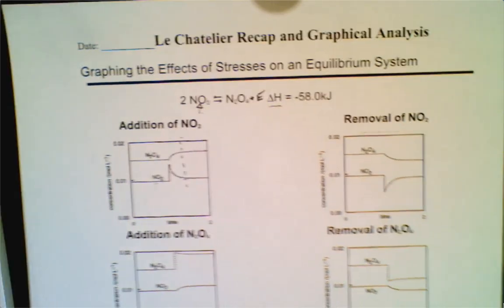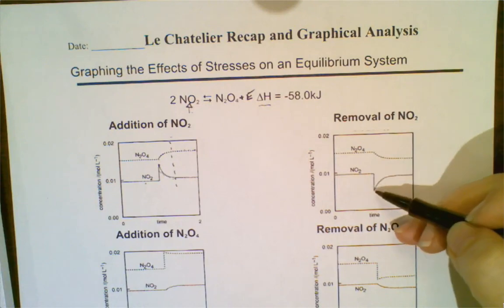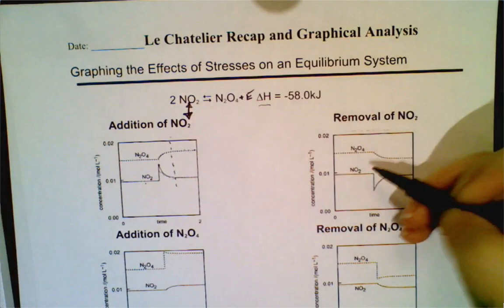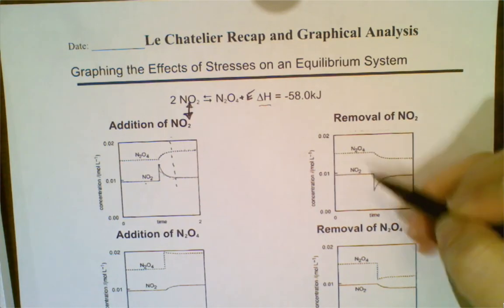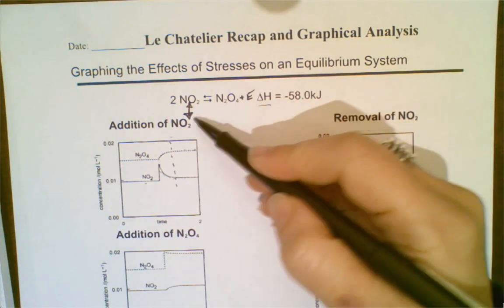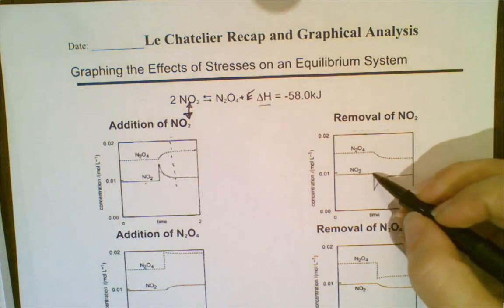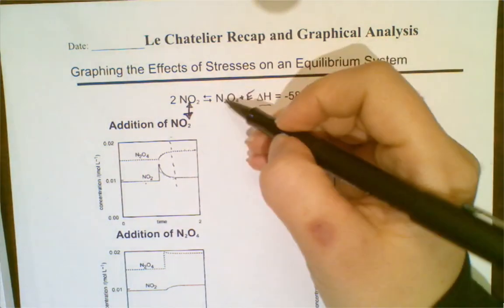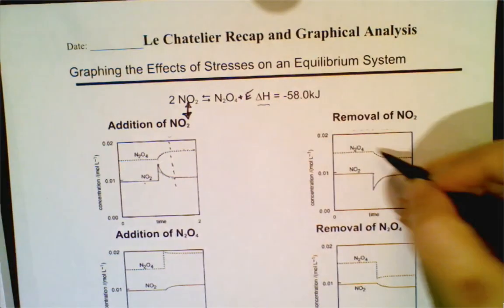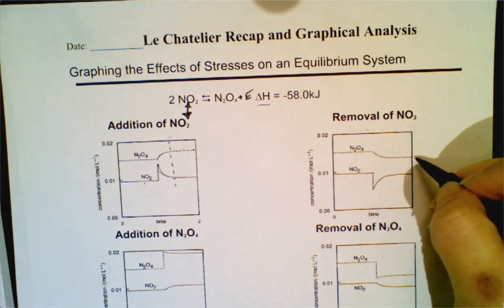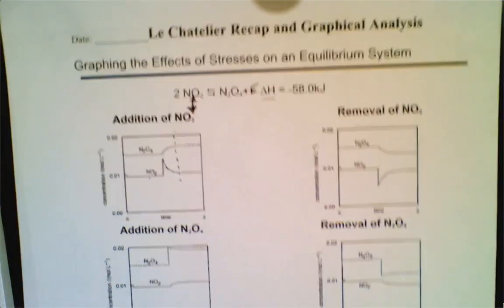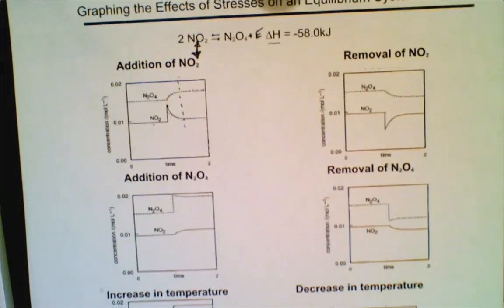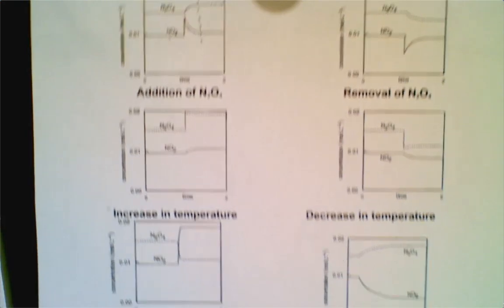So again, same sort of thing if you were to remove some of that NO2. So let's say that this is now dropping, okay? That gets removed from the system. The system says, oh no, we have to shift to make more of it. So what happens is if that drops, then eventually that concentration will go back up because we are making more and that concentration will go down, okay? And same with the addition of N2O4.